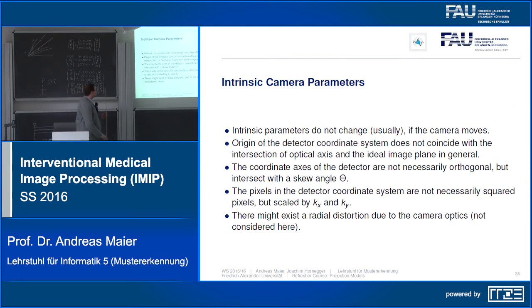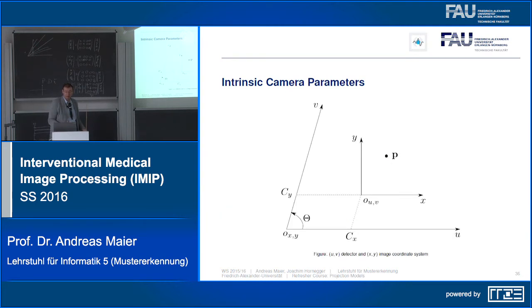If you have a radial distortion, we are not considering this here. Yeah? We are not considering radial distortions and stuff in this camera model. We assume we can only have skew and different shaped pixels or different sized pixels. So you can describe these intrinsic parameters. Let's say this is the origin of your camera or of your projection coordinate system. But this is what your detector is actually acquiring. So you have the slant between the two axes. And you have a different center.